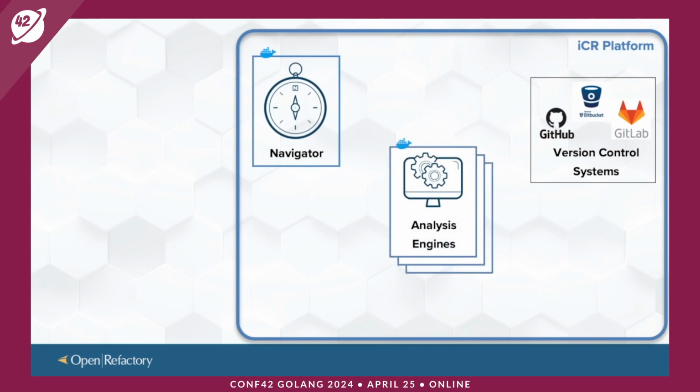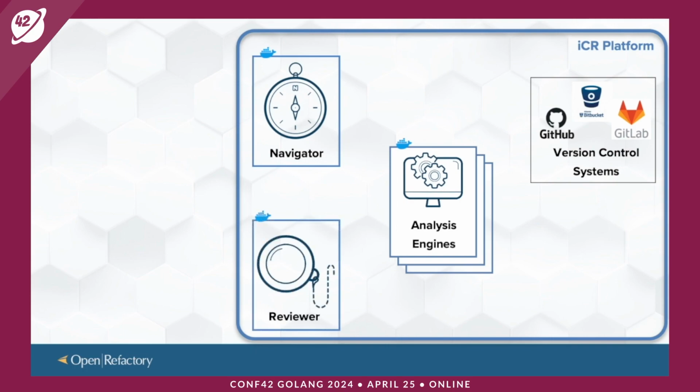The analysis engines do the heavy lifting of scanning your projects and detecting the bugs. There is one analysis engine for each language that ICR supports. The reviewer is used to examine the output of the analysis engines. You can examine the bugs that ICR has detected and accept or reject them. If a fix is offered and accepted, the reviewer can also apply those fixes directly to the source code in your project.